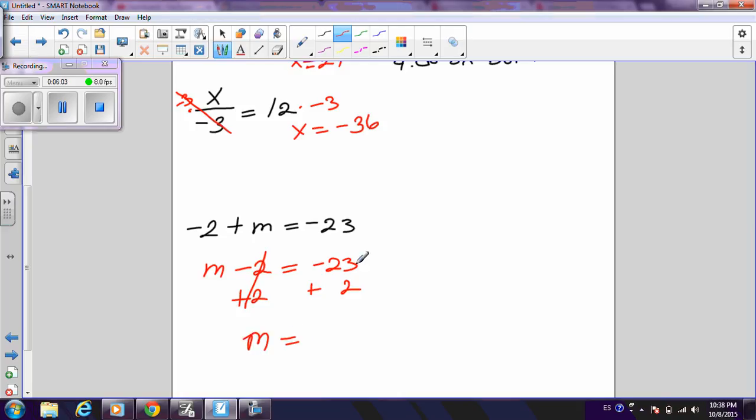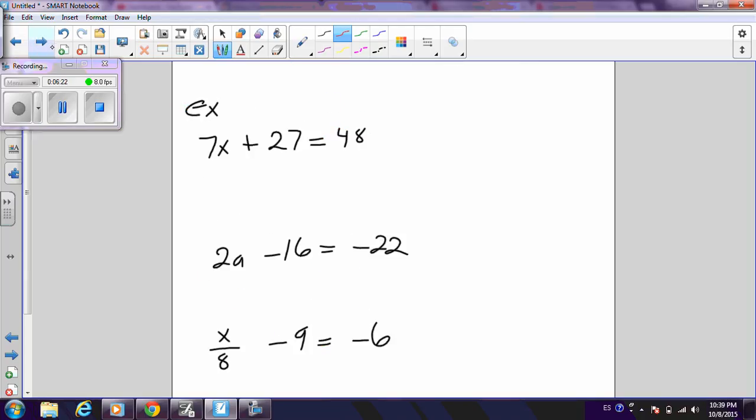Alrighty. And then what is -23? In this case, it's -23 plus 2, but we know that it's basically subtraction, 23 minus 2. Exactly. You have a -21. So m equals -21. So how does that feel so far? That should be just easy review. All right, now let's go ahead and get on to our new problems, okay?